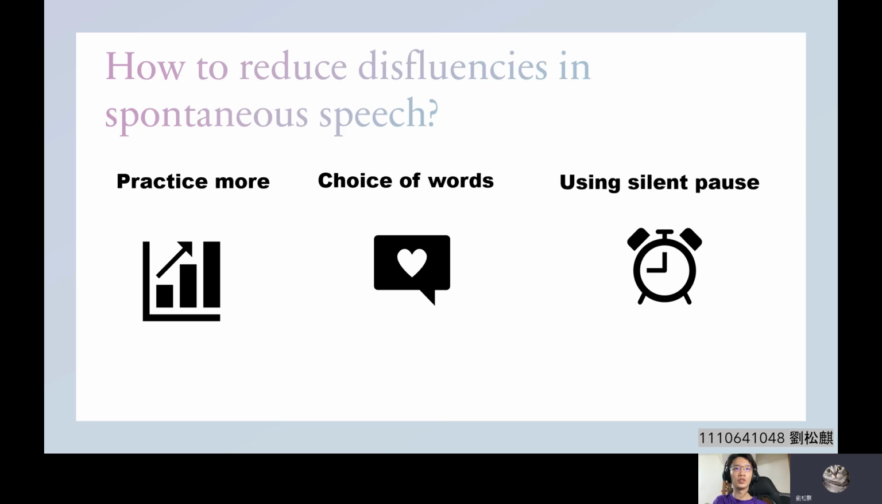Next, choice of word. You should choose the words you are familiar with instead of some words which are uncommon and difficult. This can also help you do your speech more fluently because the words in your speech are those you know very well, and there is less chance that you have a cognitive load, which only happens when you are not familiar with the words.